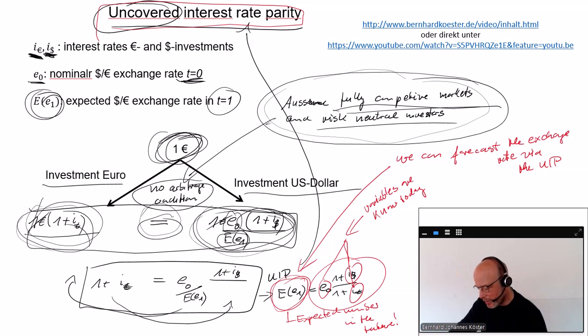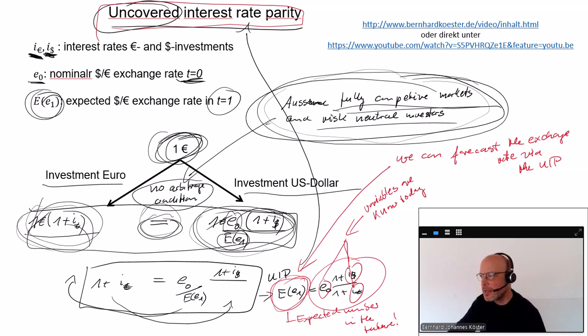So please be careful: this is not a law. This is derived from these conditions. For example, if we would not be risk neutral between the two investments, then we would have to add a risk premium on one side.